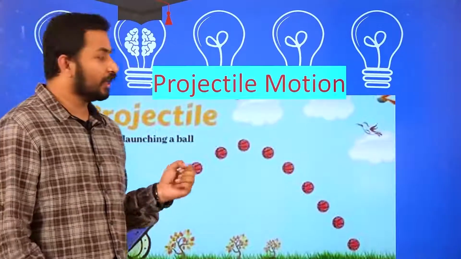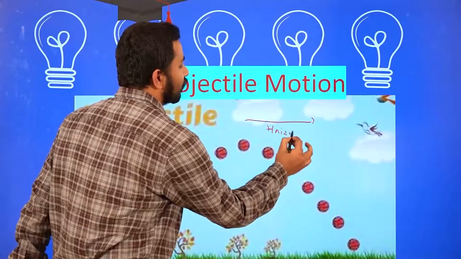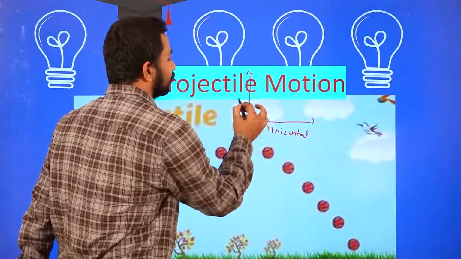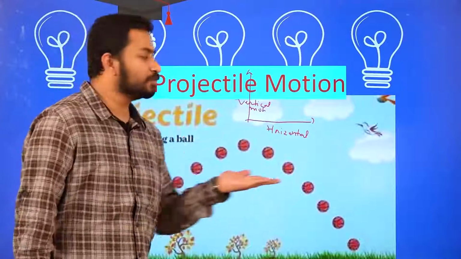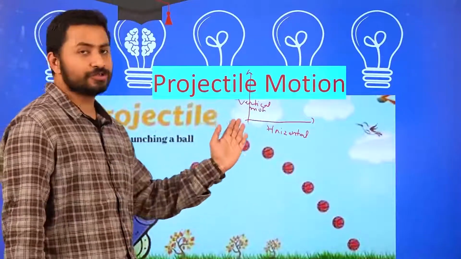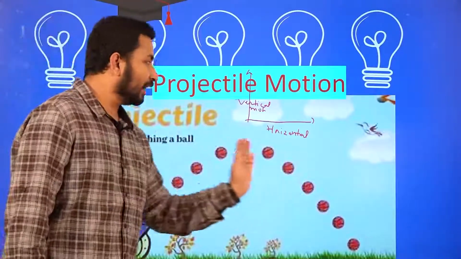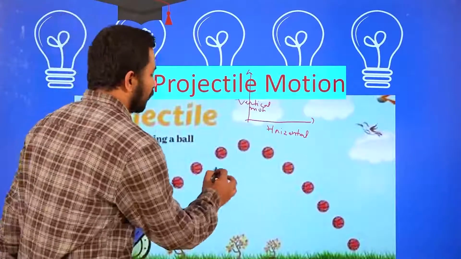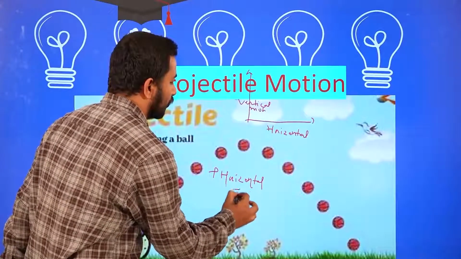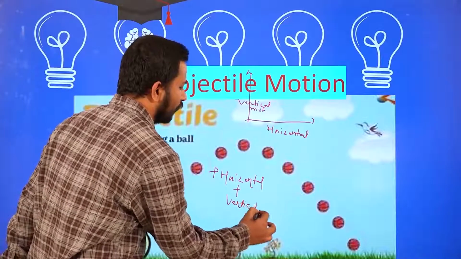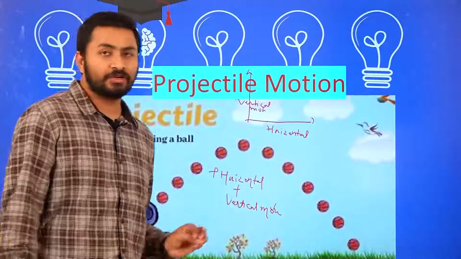We know that there are two types of motion. One is called horizontal motion, and one is called vertical motion. A bus moving on the road is an example of horizontal motion. You throw a ball upward, this is an example of vertical motion. But this motion is a combination of both horizontal plus vertical motion. So let's see how we are going to analyze this horizontal and vertical motion combined together.